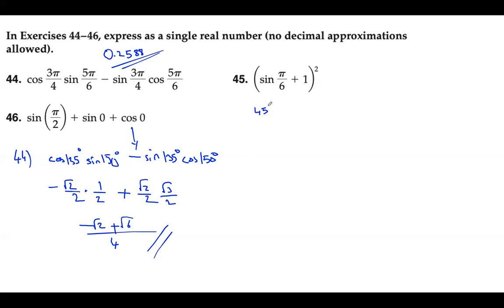Okay, the next question, 45. Sine pi over 6 plus 1 squared. Pi over 6 is 30. Sine 30 is 1 over 2. So this is 1 over 2 plus 1 squared. What is it? 1.5.